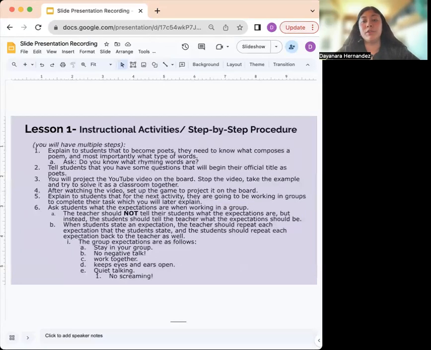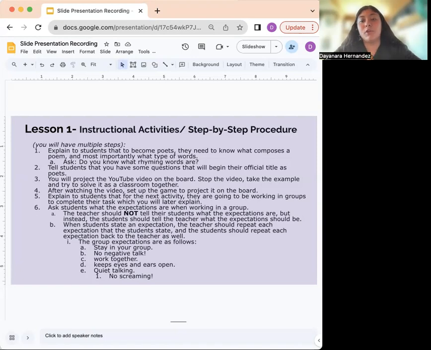Then, going over to instructional activities, the step-by-step procedure: you will have multiple steps to explain step by step each of the activities that are going to take place in class, and you have to put them in order. Always create your lesson and instructions thinking that a substitute teacher might teach your class for the day. Here's my example for the instructional activities step-by-step procedure.